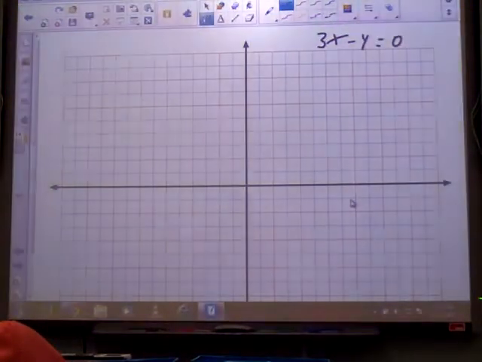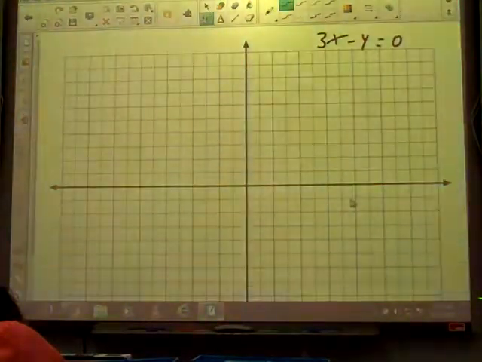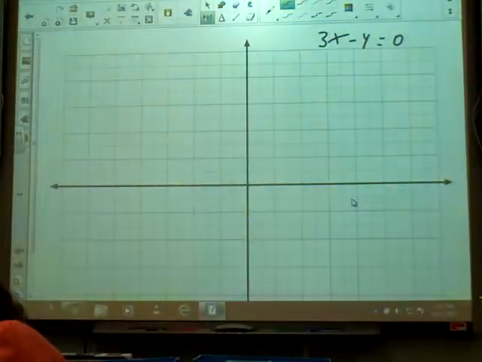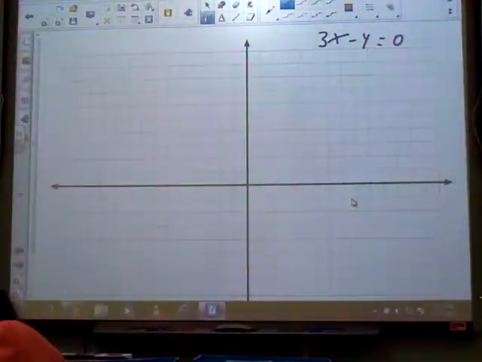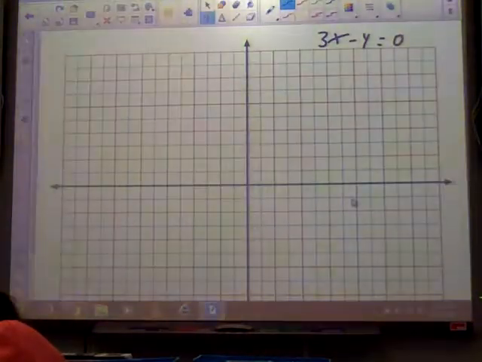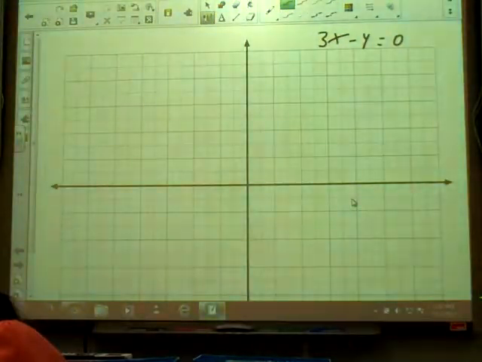Okay? It's going to be another one that's a little bit different. 3x minus y equals 0. The directions just say to graph. Based on your Algebra 1 knowledge from 3 or 4 years ago, what form is that line written in? Standard, slope-intercept, or point-slope? Standard. Very good. It's ax plus by equals c.